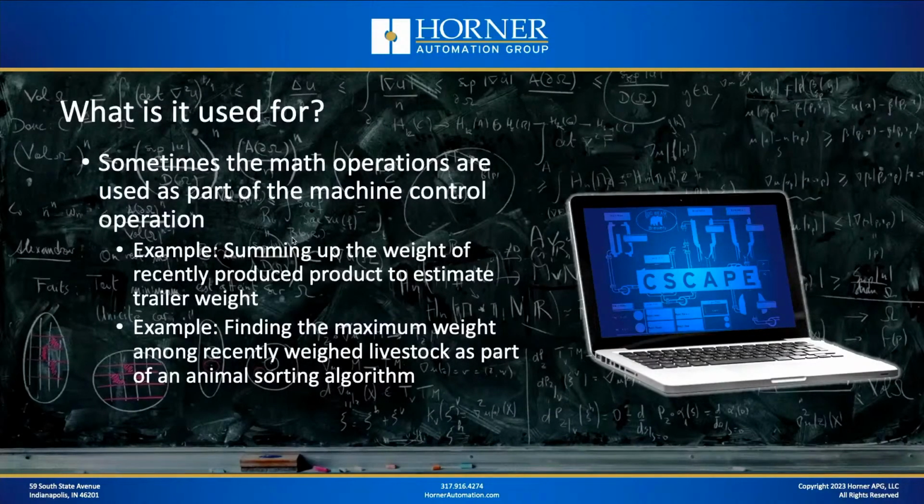So that's one example. Another example might be in an agriculture application where you're weighing animals in a livestock application, and you need to take a look at what the maximum animal weight was in the data set or the minimum animal weight in the data set in helping you effectively deal with different animal weights as part of the integral machine control. So there's a couple of examples where it's just integral to the control.